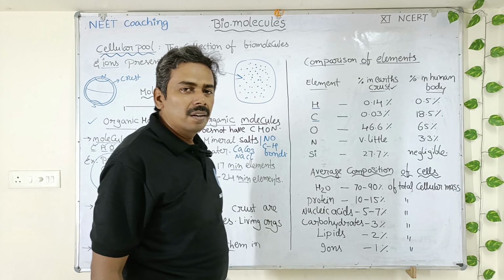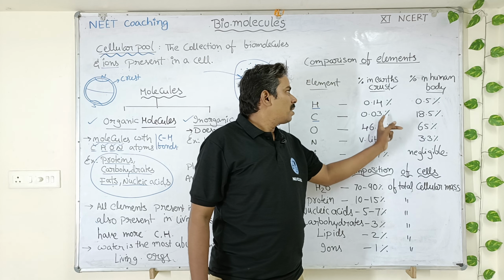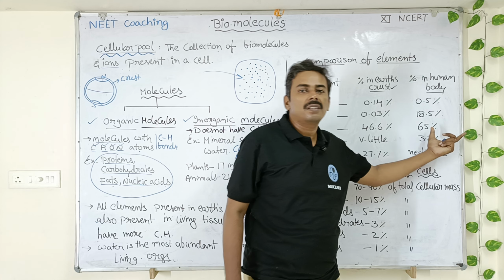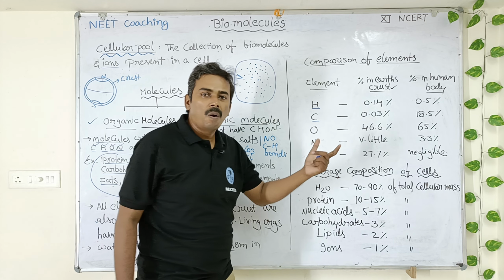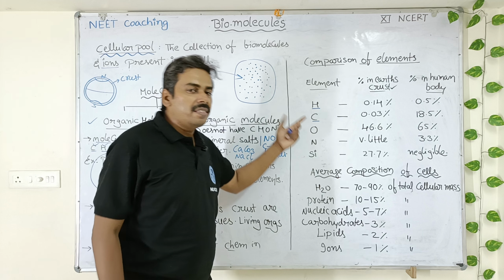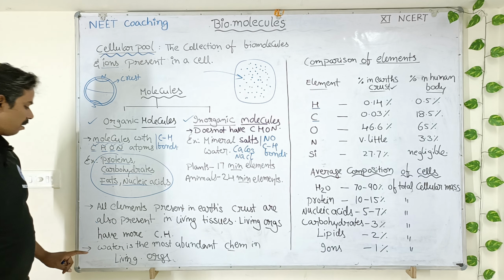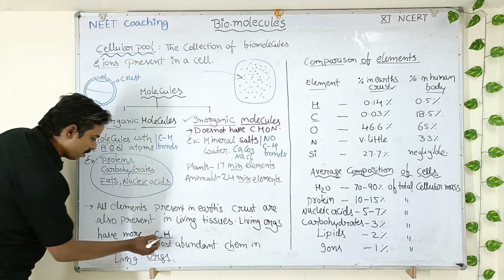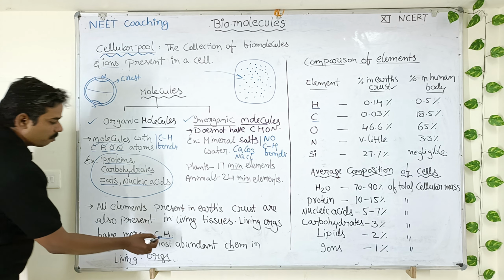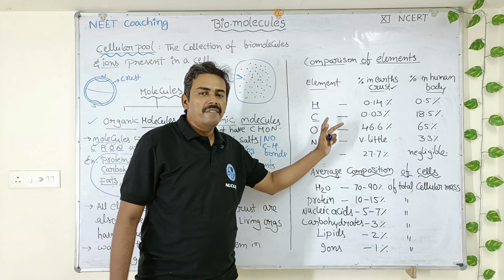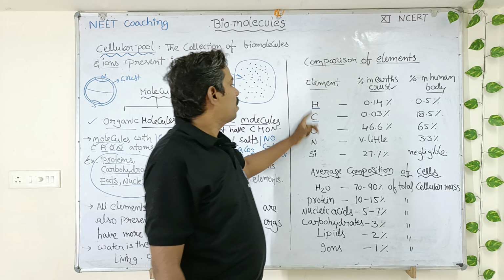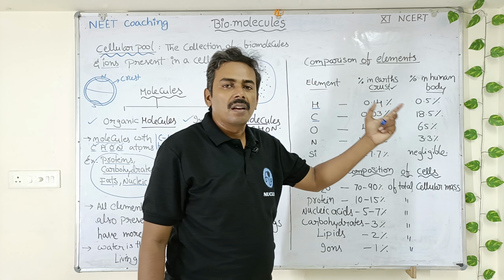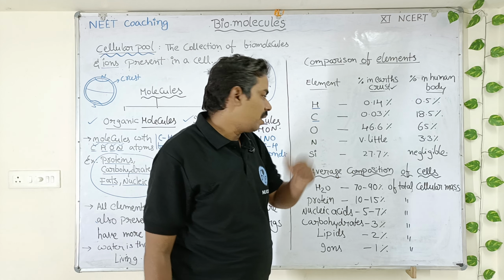Next, what about carbon? Carbon is only 0.03% in the Earth's crust, but in the human body there is 18.5% carbon. It is another example to say that hydrogen and carbon are present in higher amounts in living organisms. You can see here, living organisms have more carbon and hydrogen. So this is the evidence to say that carbon and hydrogen are present in higher percentages in the body of living organisms when compared to Earth's crust.